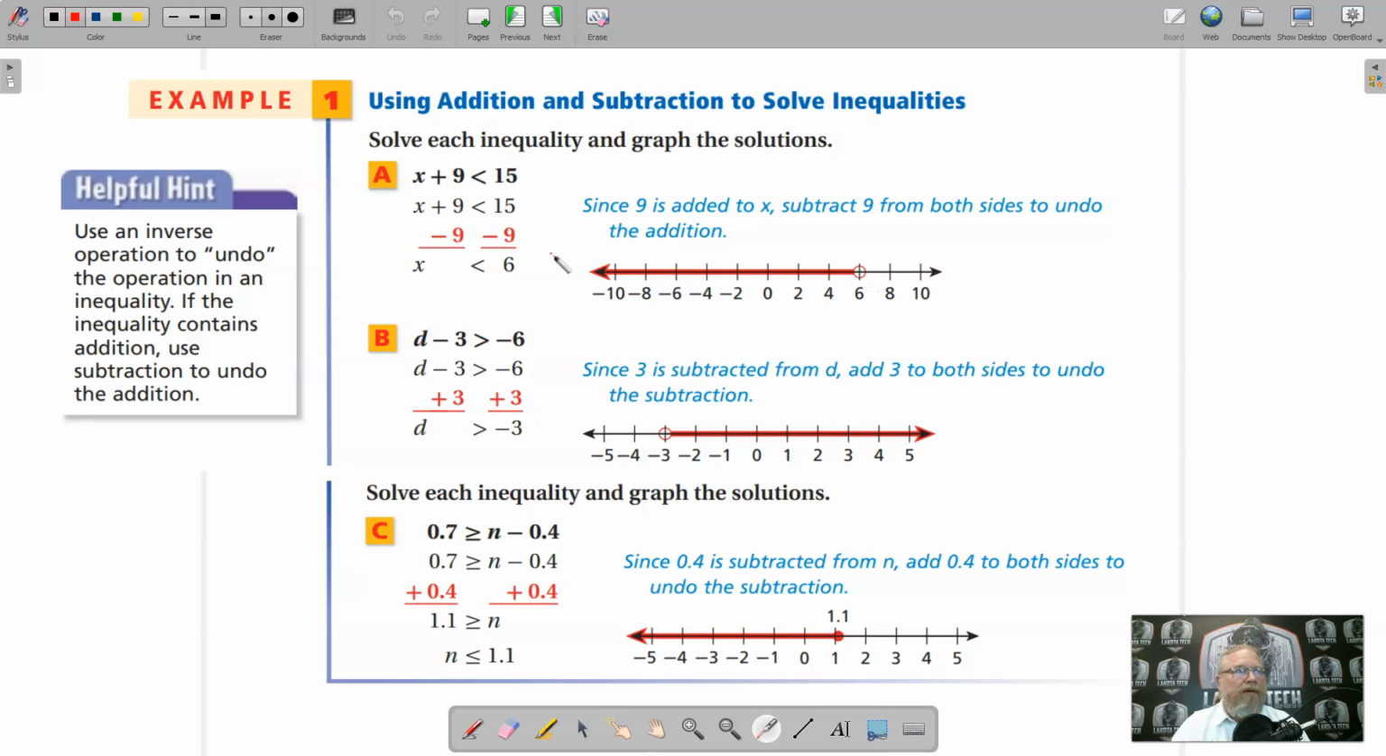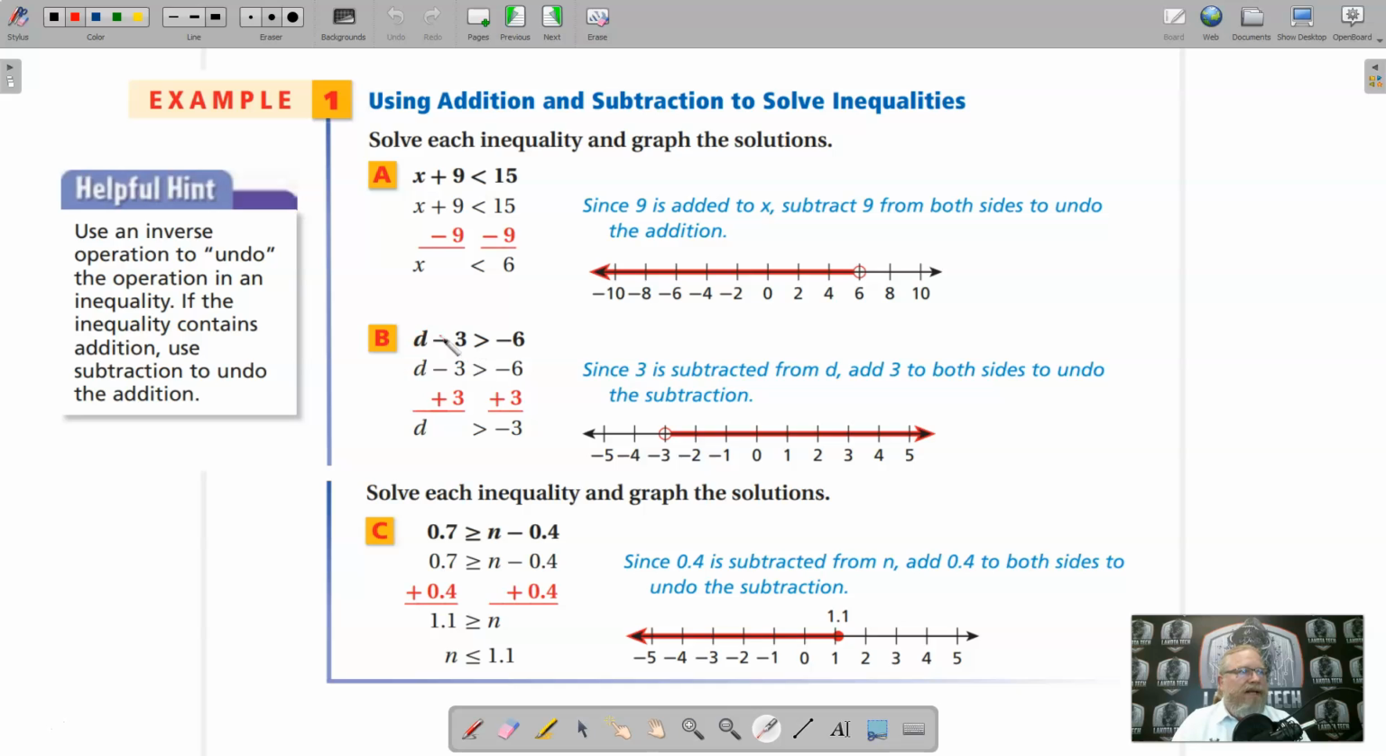And then notice that our variable is on the left. We talked about this in a former lesson: if our variable is on the left, then the symbol actually tells us which way the arrow on our graph should go. So x is less than 6 looks like an arrow going to the left. And indeed, everything to the left of 6 is less than 6. So this is a graph of all the possible solutions for the inequality x plus 9 is less than 15.